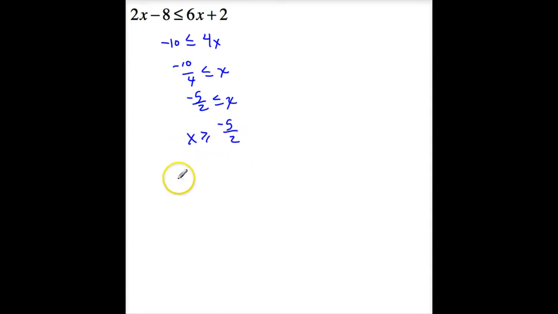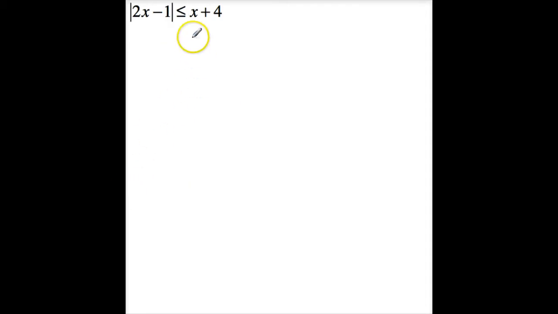We're going to do a lot with number lines. So one way to put this is here's your -5/2. And so this is going to be true when x is greater than -5/2. Now what if I have something like this? -2x is less than or equal to x plus 4.